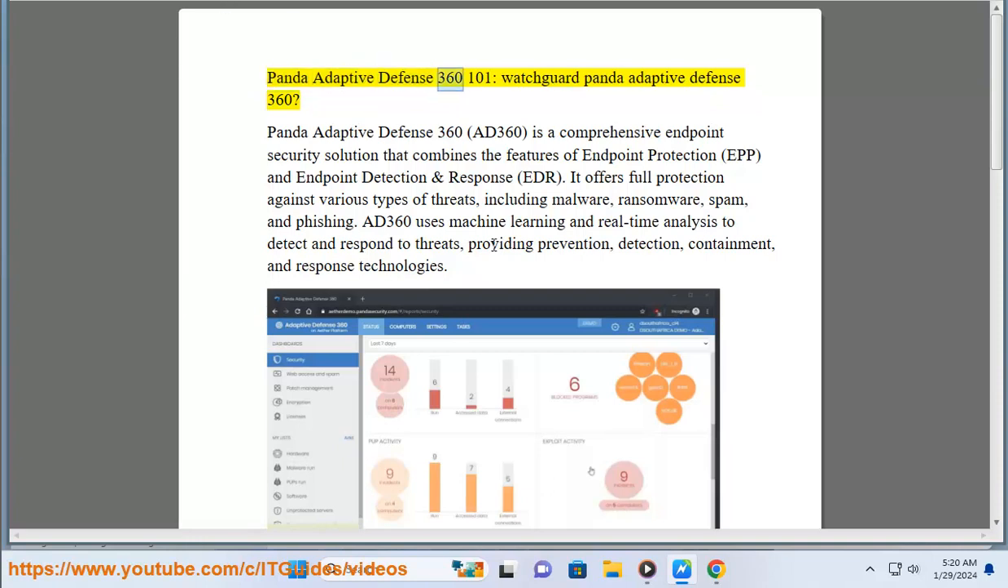Panda Adaptive Defense 360 101, WatchGuard Panda Adaptive Defense 360.